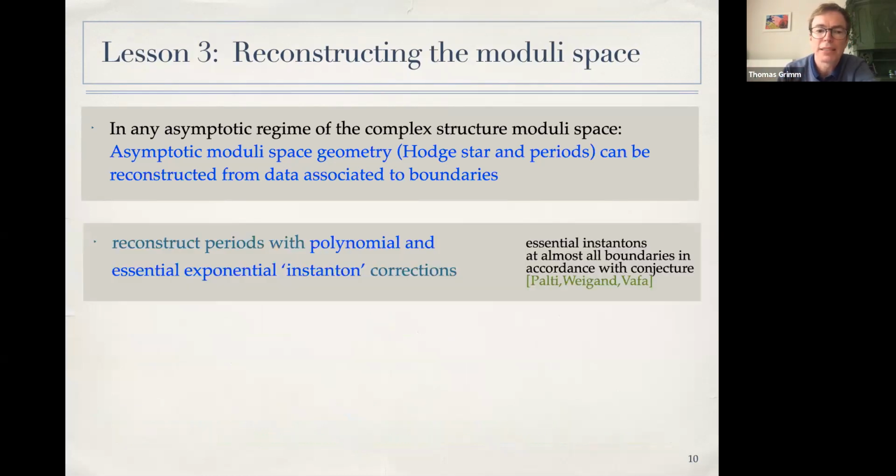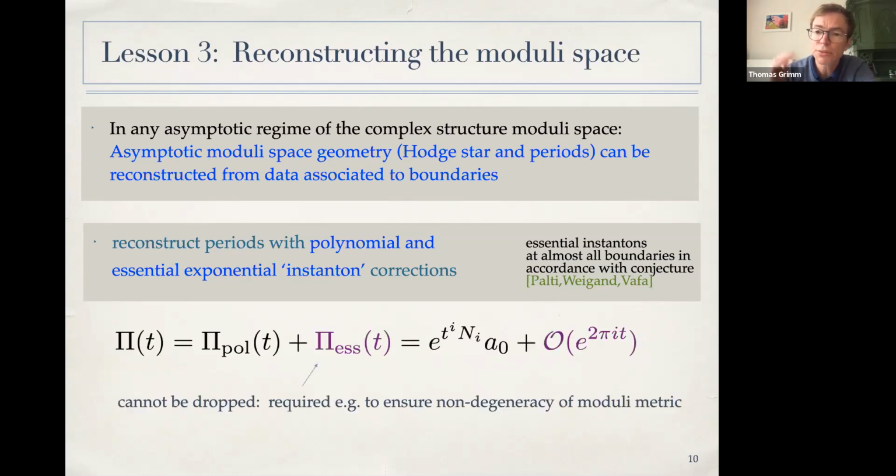So this is mathematically reasonably involved. But what you find is that every period which you get close to this boundary has a polynomial part and some exponential instanton corrections, or essential exponential corrections. We call them instantons just because they remind you of instantons. This is just geometric; everything is geometric here. At most boundaries, you find these essential exponential corrections, and you need to include them because they are, for example, required to ensure the non-degeneracy of the moduli metric. So if you're not at large complex structure, it's very crucial to realize that you cannot work just with polynomials in the periods. You need to include exponential corrections, and you can compute them using these Hodge theory techniques.